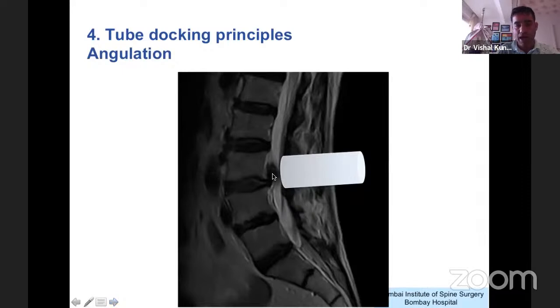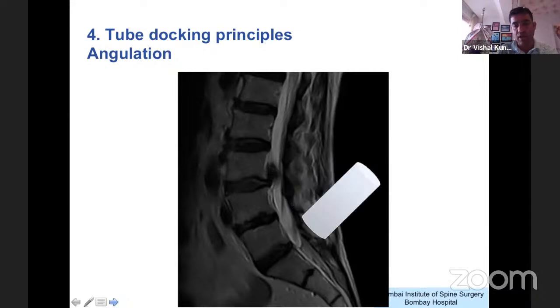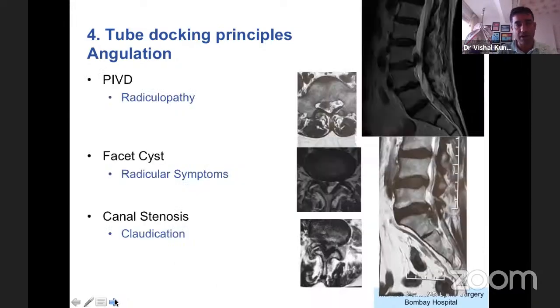However, getting the tube bang in line with the disc is extremely important. And if you're doing multi-level through the same incision, remember that your tube always has to be in line with the disc. If you want to go into a discectomy, you need decompression of the traversing nerve root. And this is something that we must pay attention to always.